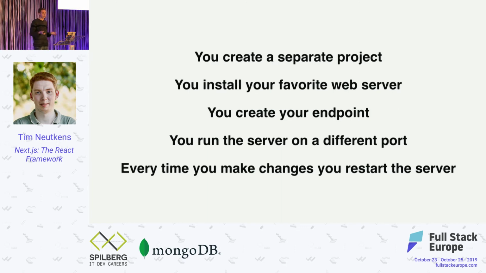So generally, when you start building a JavaScript-based API endpoint, you create a separate project next to your web app, right? And then you install your web server. You create an endpoint. You run your server on a different port, because it can't run on the same port, of course. And every time you make a change, you have to restart your server. Because if you forget to restart your server, you can make all the code changes that you want, but you never see the updates.